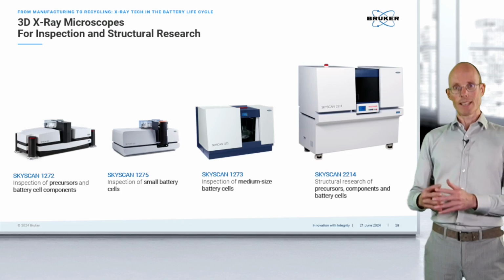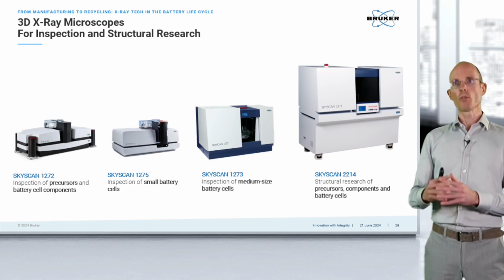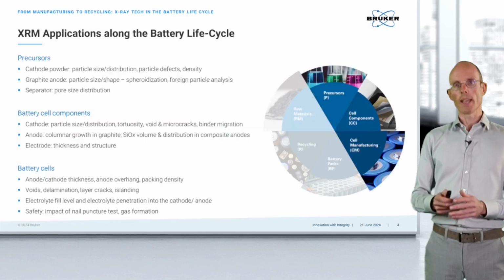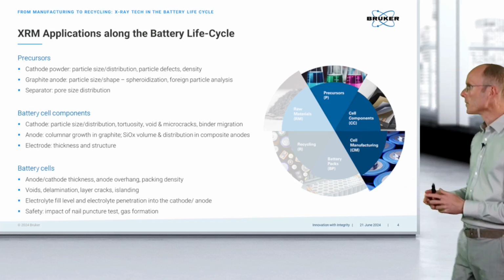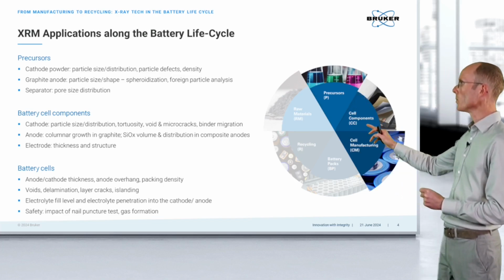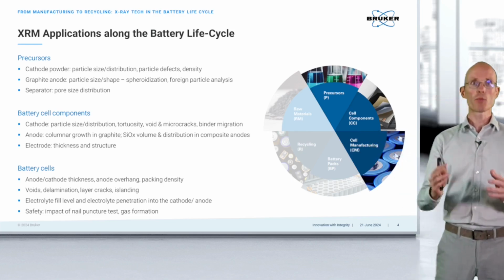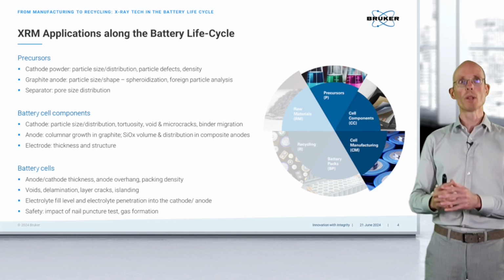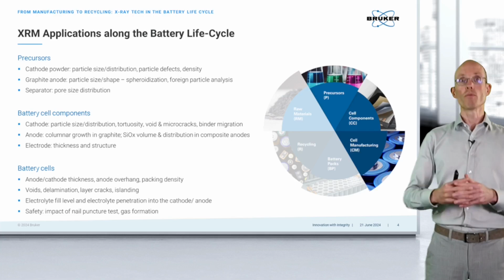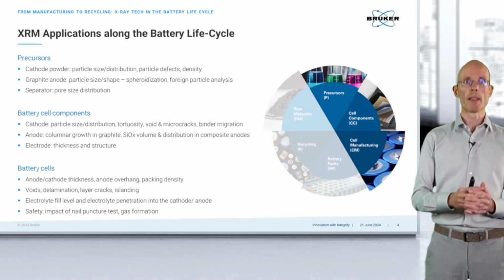Features at these length scales, micron and sub-micron, are really affecting the properties of a battery. And if we focus on the battery life cycle here, and we look at precursors, cell components, and cell manufacture or assembly of battery cells, there are several relevant parameters, like, for example, particle size and the shape of particles. You can do a foreign particle inspection, for example, in graphite anodes.